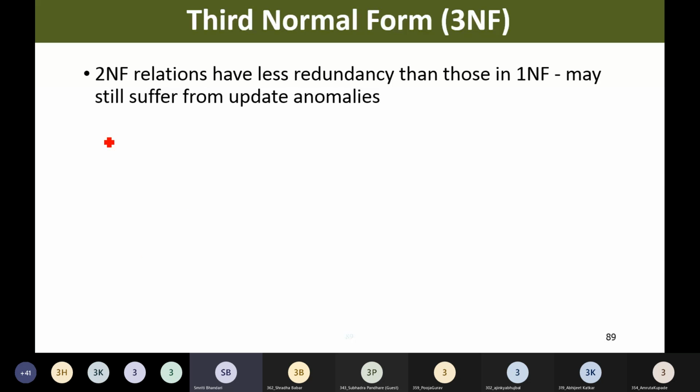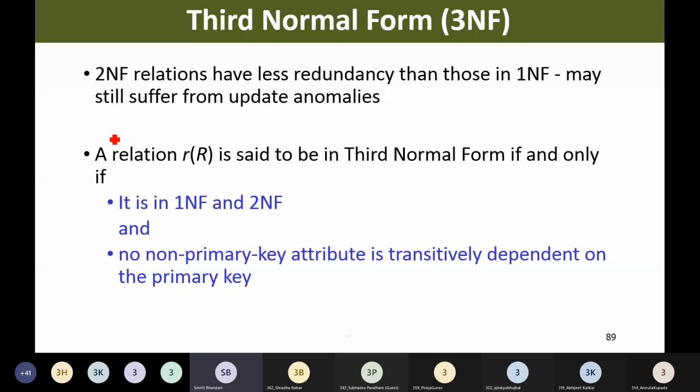So we have defined third normal form as follows: a relation R is said to be in third normal form if and only if it is in 1NF and 2NF and no non-primary key attribute is transitively dependent on the primary key.